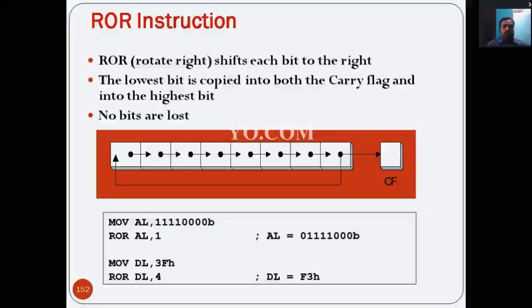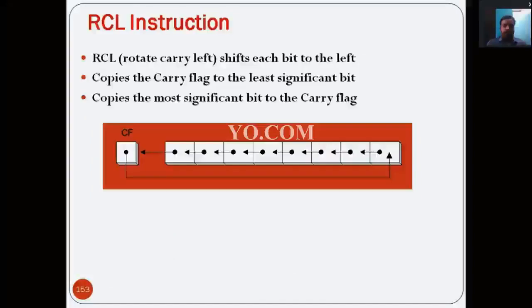Similarly, the rotate right instruction. When all the bits are rotated to the right side, the lower bit is rotated, or copied, to the higher bit. This bit moves here, this bit moves here, then here, then this bit is moving to this last bit. This is ROR, the rotate right instruction.